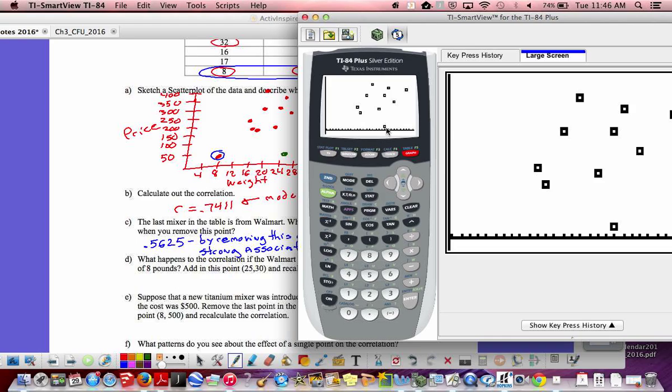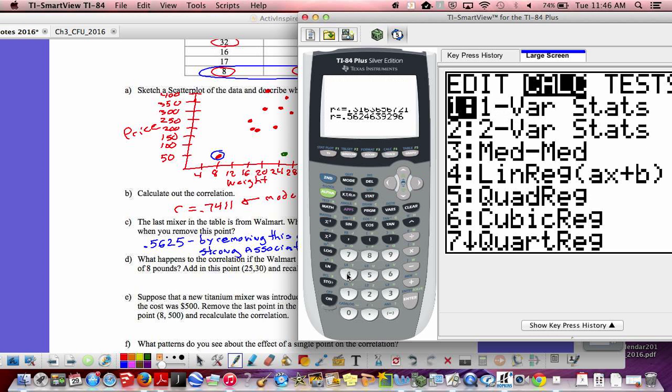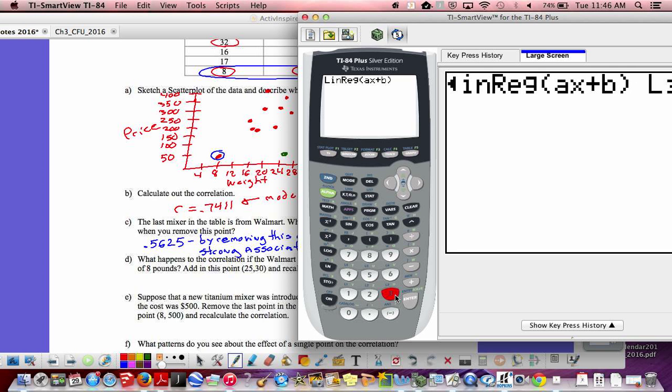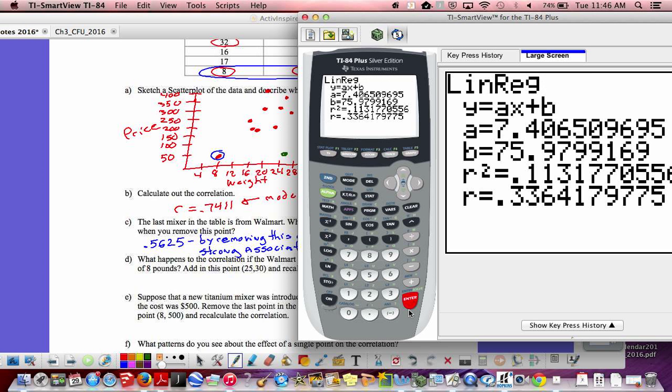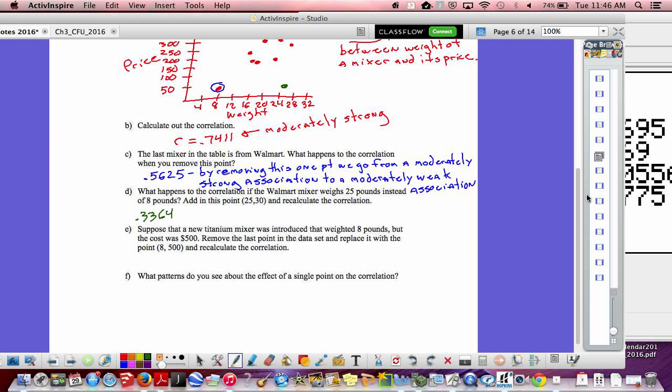How does that change our correlation coefficient? Let's find out. Stat, Calculate, number 4, List 3, comma, List 4, Enter. Ooh. Now we're at what? 0.3364? Yeah. Okay. Are we moderately weak, or what has now happened? We now have a very weak association.